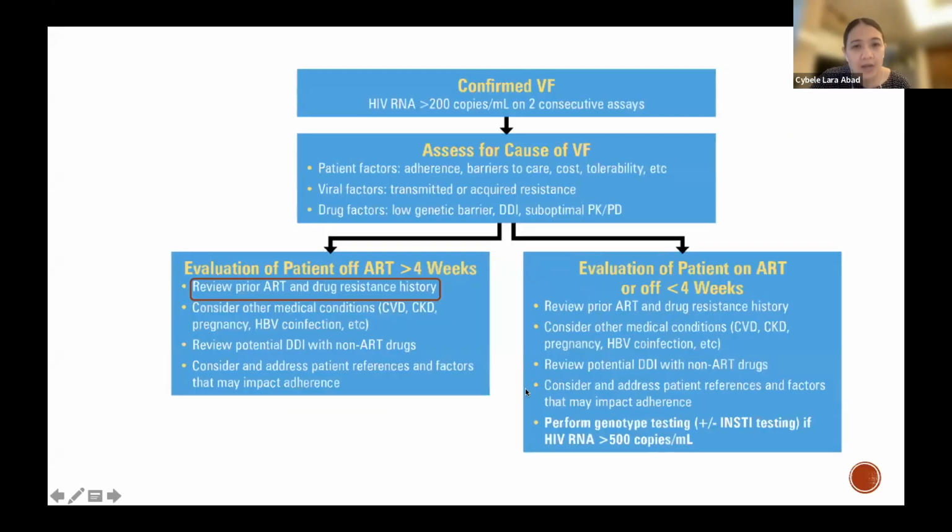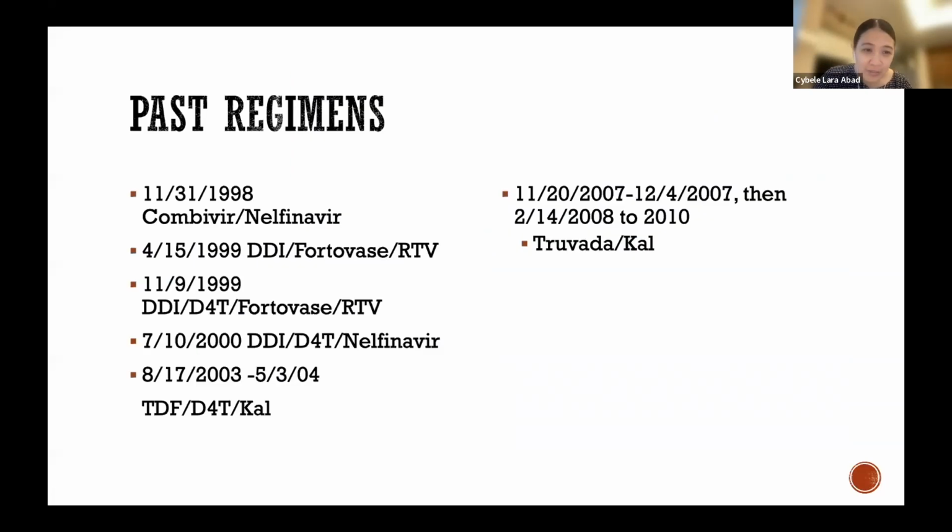So going back to the approach for virological failure, now we're on the left side because the patient has been off ART for more than 4 weeks. He's actually been off for many years. Earlier I showed you in the vignette that he is highly treatment experienced. So we now have to review his prior ART and his drug resistance history. And lo and behold, he has been on all these different medications from 1998 to 2010. Many of these drugs are no longer familiar to you because they're very old drugs, no longer in use because of the newer drugs we have in the market now.